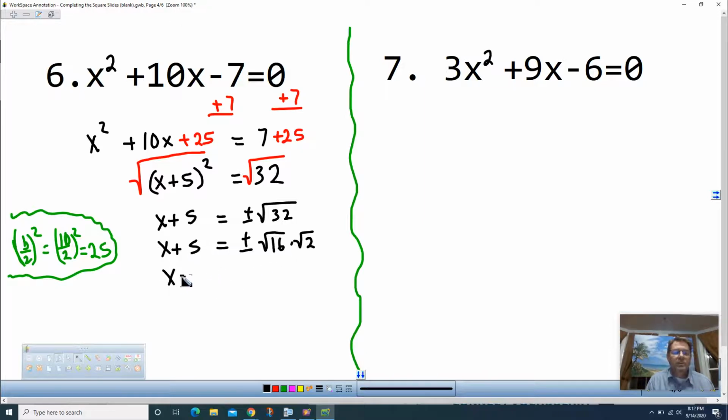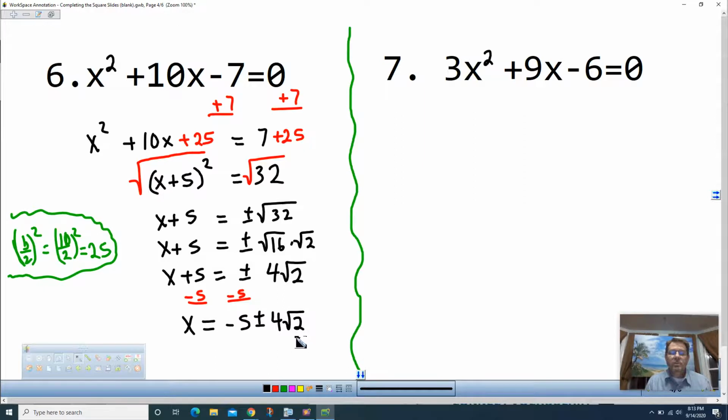So we still got x plus 5 equals plus or minus 4. Just plain 4, right? Once you take it out of the square root and do the square root, you don't put it back inside the radical sign. And then we subtract 5 from both sides. So it's not so bad. So here we go. And that's negative 5 plus or minus 4 times the square root of 2.